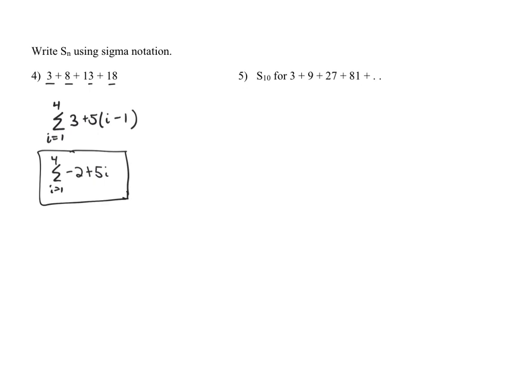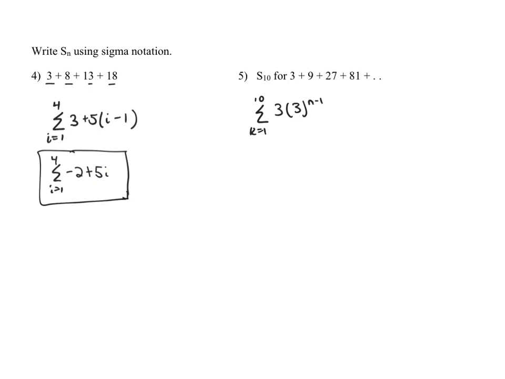Okay, for our last example, we want to write S10. So again, we're counting. This time I'll use k. It doesn't really matter. From k equals 1 to 10. We look at the terms here, and we see that this time it's geometric because each time you're multiplying by 3. So we can go ahead and use the formula for the geometric sequence, which is a1 times r to the n minus 1.